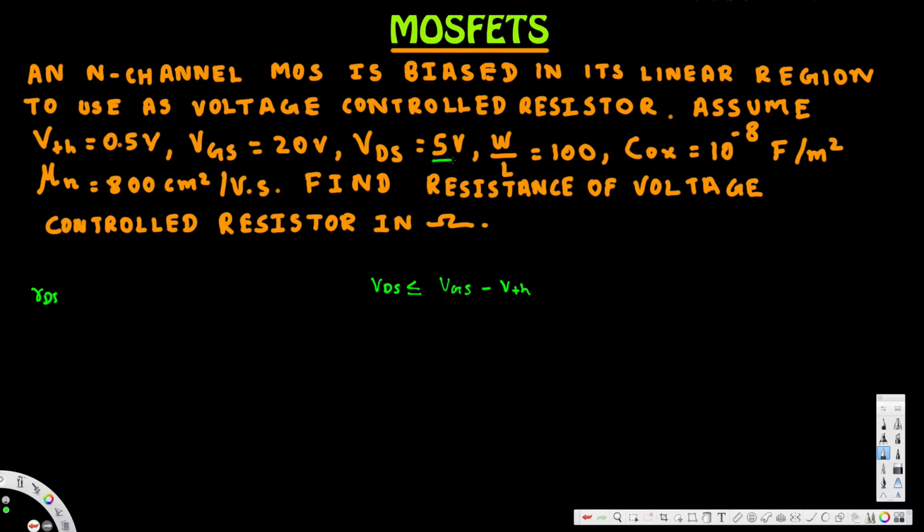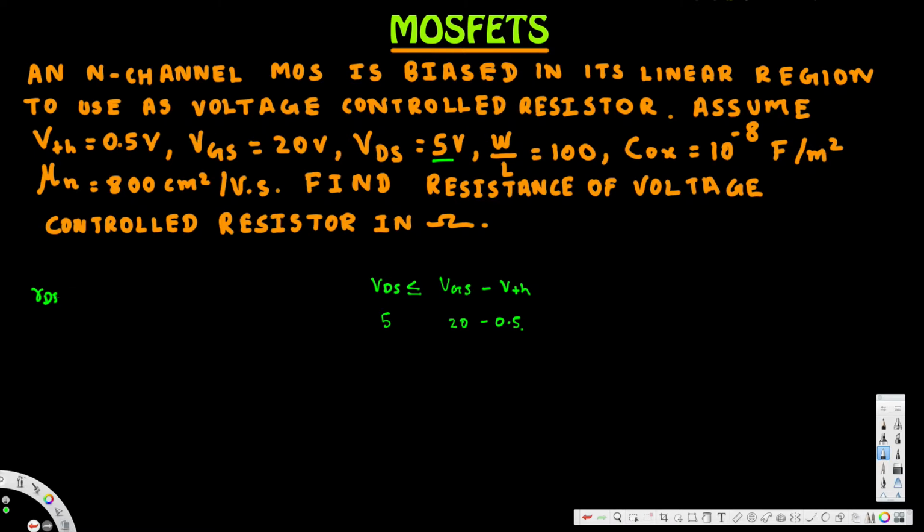Now let's look at the VDS information given. VDS is 5 V right here. So this is 5, and VGS is 20, and then V threshold is equal to 0.5. Here you can see this side is 19.5, this side is 5. So this side is definitely greater than this side. So this is a linear region for the n-channel MOSFET.